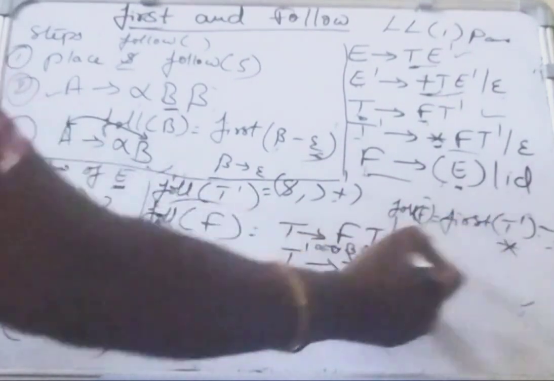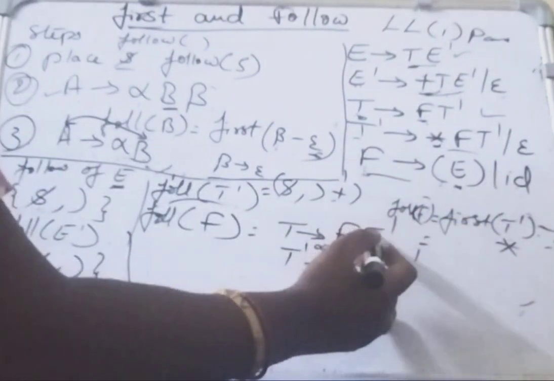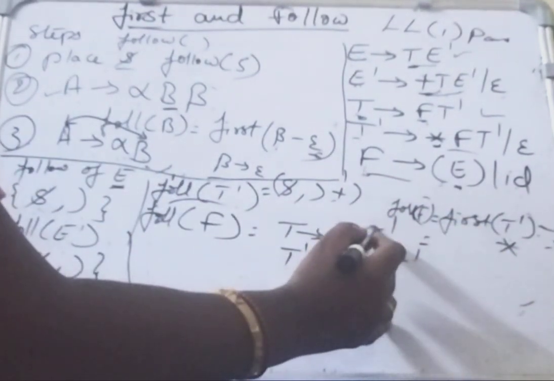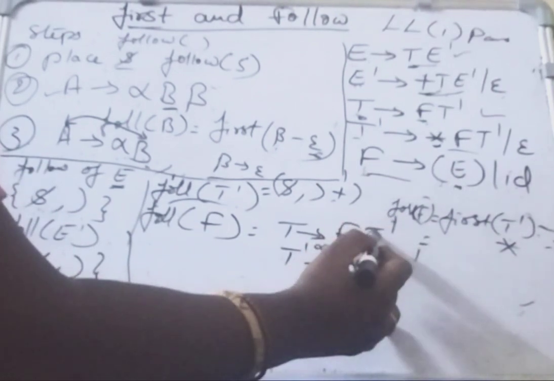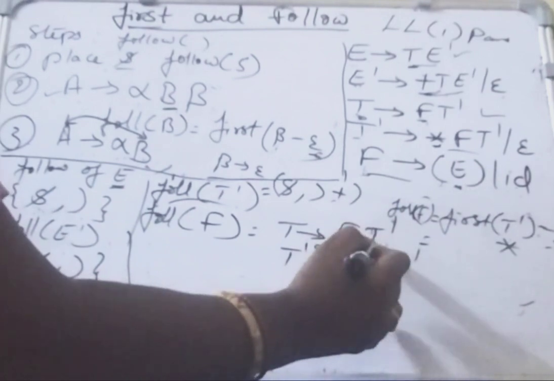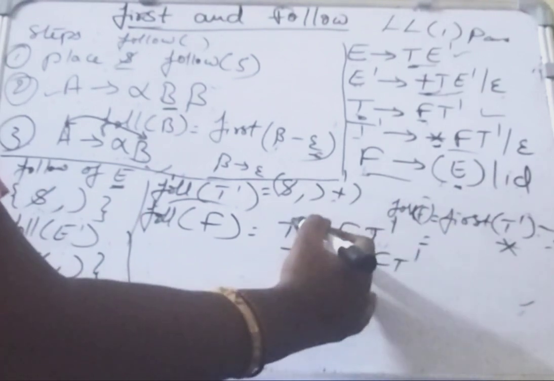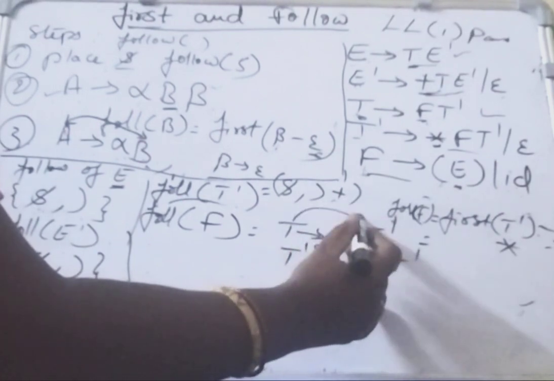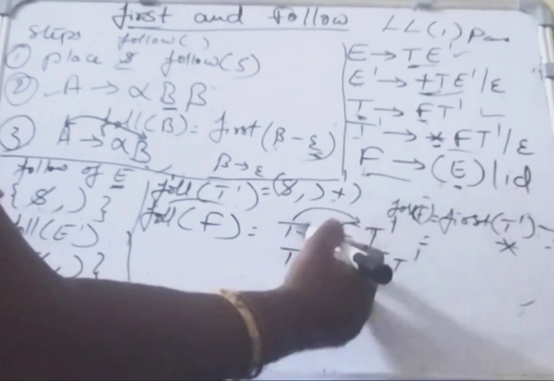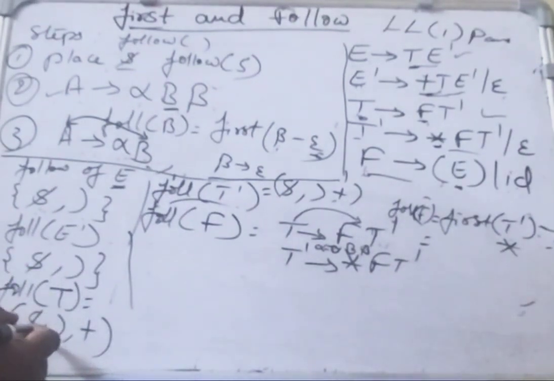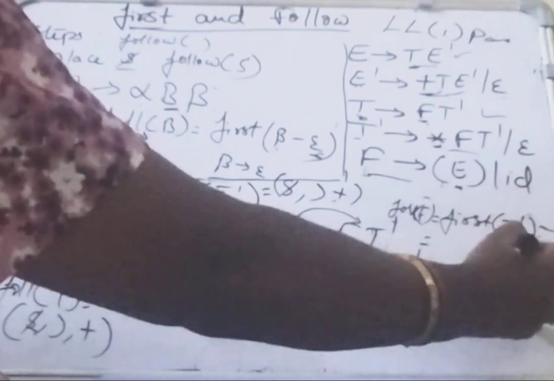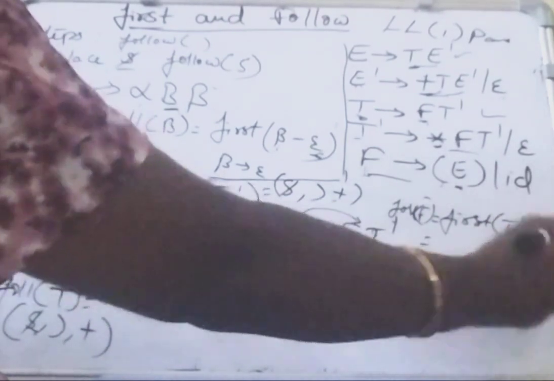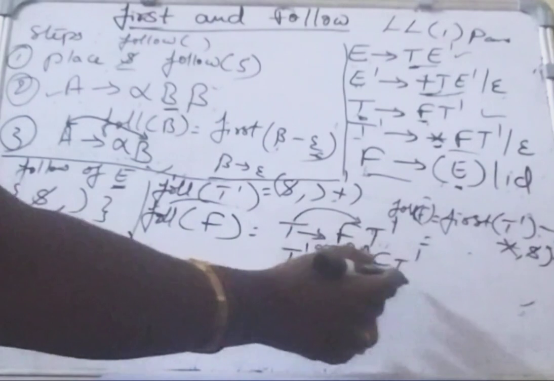So here, this t dash derives epsilon. If I substitute epsilon in place of t dash, then this epsilon also vanishes. Then whatever is there in follow of t should be copied to follow of f. What is follow of t here? Dollar, greater than and plus. So I am going to get dollar, greater than and plus here now. Okay guys.